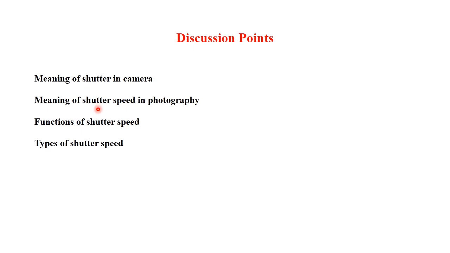Then in part 2 we are going to discuss the very meaning of the shutter speed in photography, and surely shutter speed is different than the shutter, and then we are going to explain it in detail what we mean by shutter speed. Then we are going to discuss the functions of the shutter speed. Surely, does it have any practical value in the field or in life, do we use it practically or not. So we are going to explore all those dimensions of the shutter speed, and then lastly we are going to discuss the types of shutter speed.